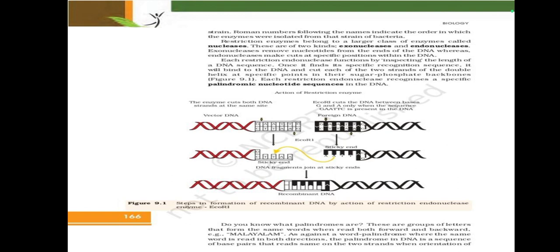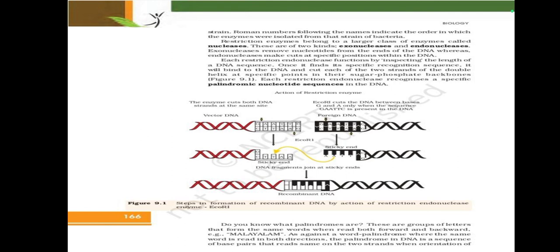Restriction enzymes belong to a larger class of enzymes called nucleases. These are of two kinds: exonucleases and endonucleases. Exonucleases remove nucleotides from the ends of the DNA, whereas endonucleases make cuts at specific positions within the DNA. Each restriction endonuclease functions by inspecting the length of the DNA sequence.